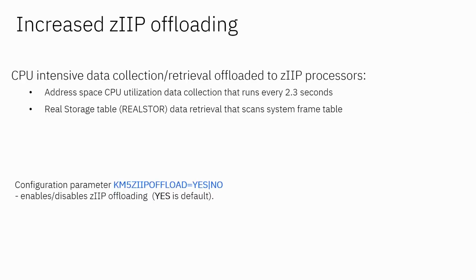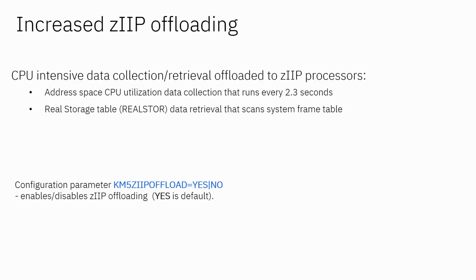And what you'll see is screenshots of some of these examples. In this case, the increased zIP offloading. There's CPU-intensive data collection that we've offloaded to zIPs. The two attribute groups: address space CPU utilization, the collection of which runs every 2.3 seconds, is now offloaded to zIP. And then real storage data retrieval is now also offloaded to zIP.